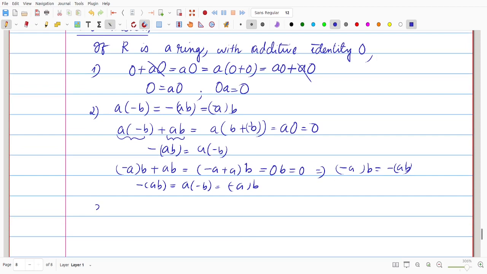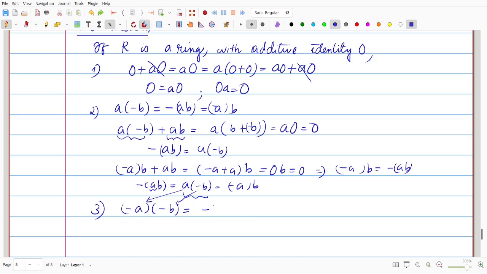Using the second statement, you can easily prove the third statement. What is the third statement? When you operate minus a with minus b, if you observe, minus a times minus b equals minus ab. So instead of taking a, we collect minus a here, and instead of b, we have minus b. Then you just apply this. What is the left hand side? Instead of a, we have to write minus a.